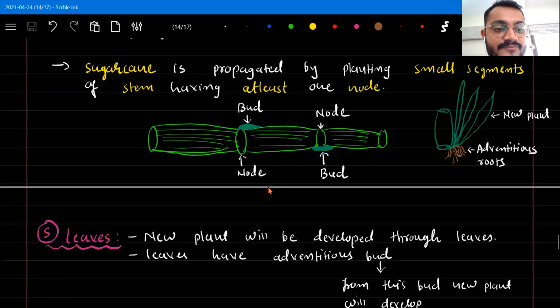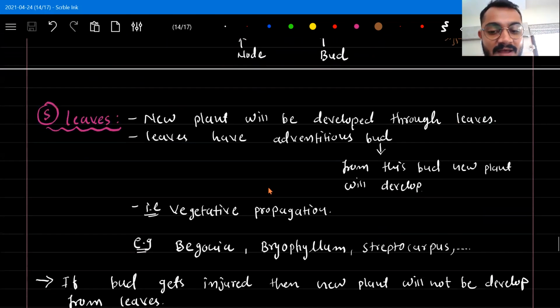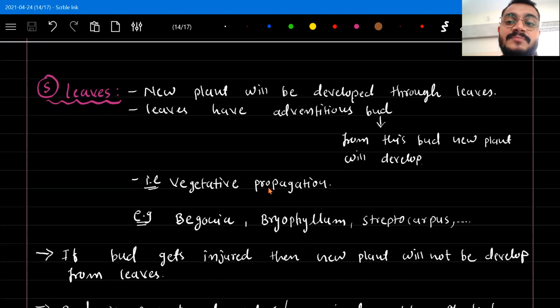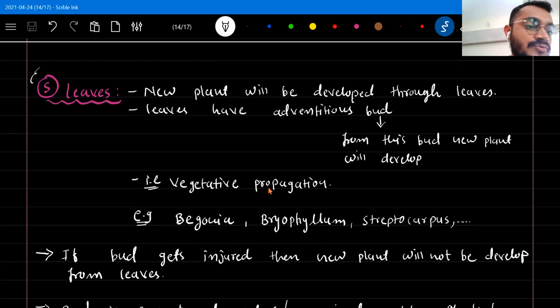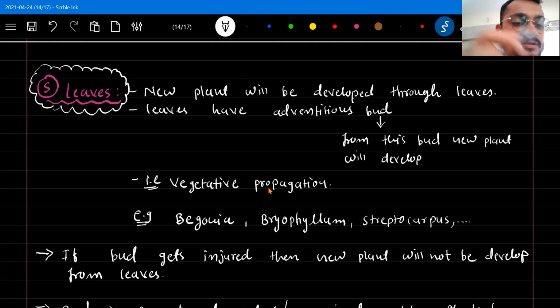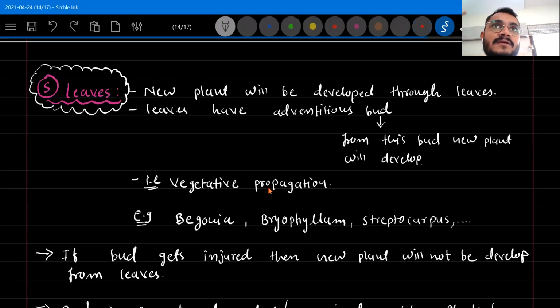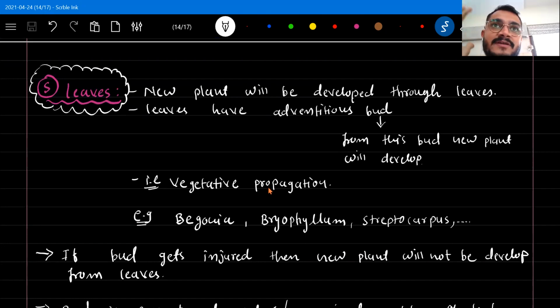Now the next is the leaves. How can we use leaves to develop a new plant? A new plant can also be developed using leaves, and the biggest example of that is the brahma kamal. Usually they flower once in a year, and they flower in the monsoon only. So this is the season where you can see the brahma kamal flower.